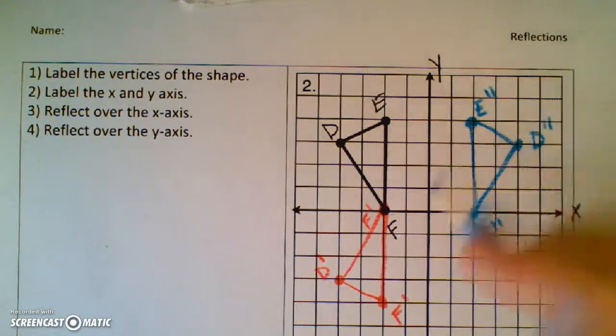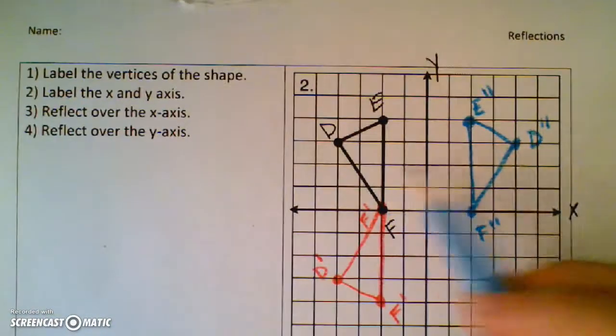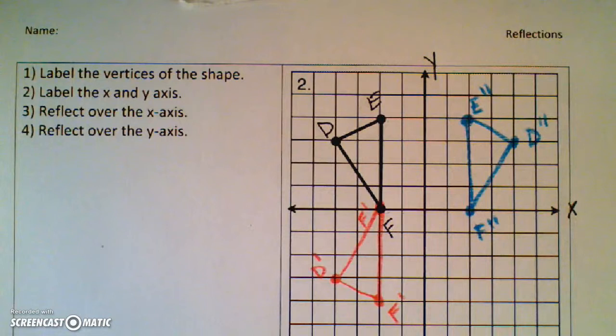So I've reflected this shape over the x-axis in red and over the y-axis in blue. Try number 3 on your own and then work on the practice problems that Mr. D has set up for you. Let me know if you have any questions.